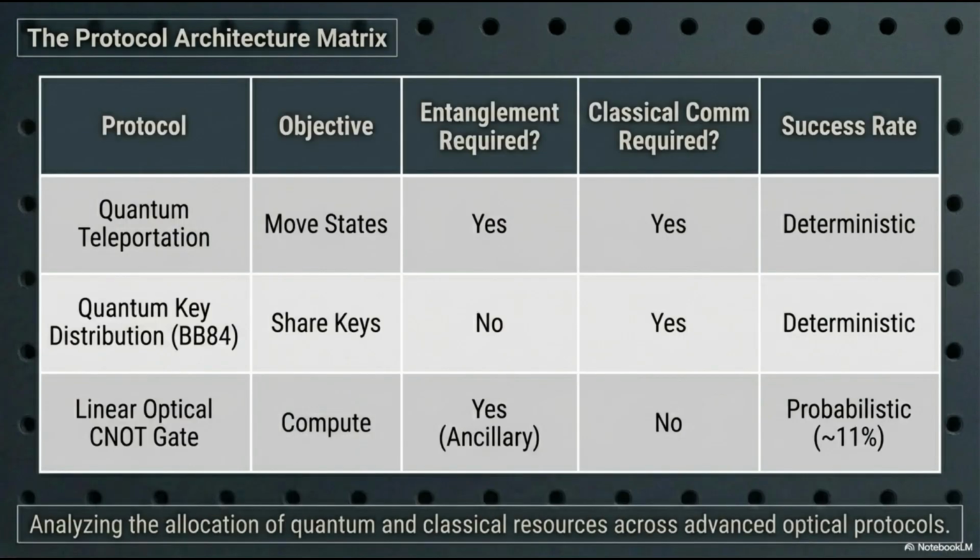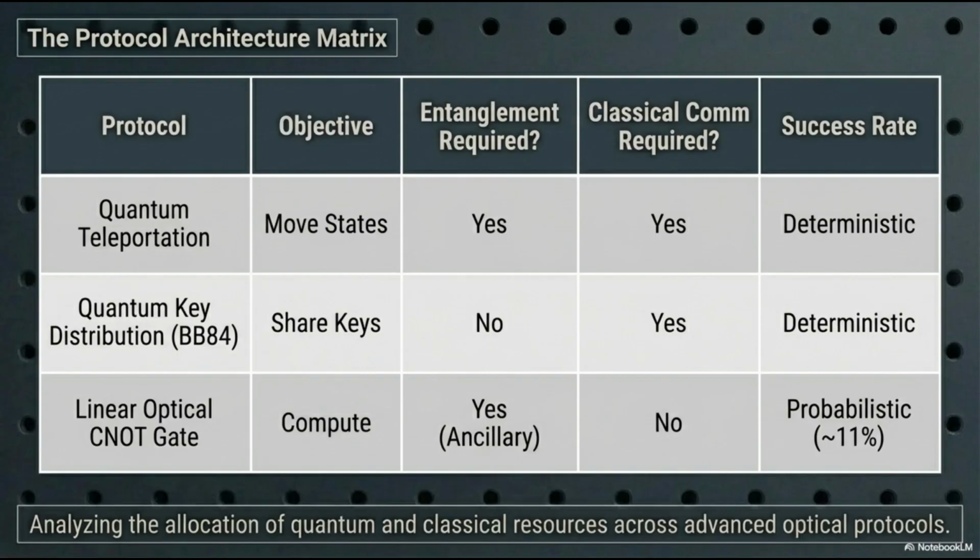This slide provides a structured comparative summary of the 3 advanced quantum optical protocols presented in this series: quantum teleportation, quantum key distribution using BB84, and the linear optical C0 gate. The comparison matrix has 5 columns: the protocol name, its primary objective, whether entanglement is required, whether classical communication is required, and the resulting success rate.